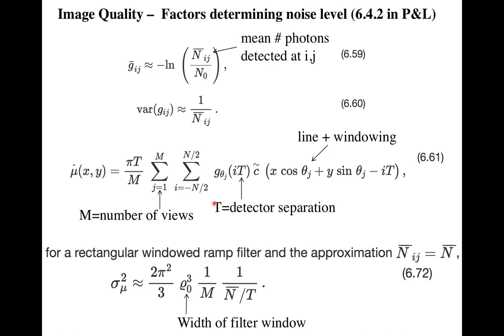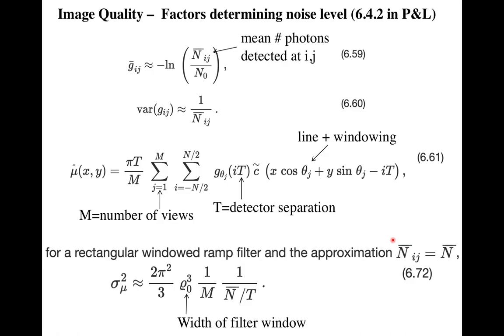And when we get to the bottom of this derivation, this is the equation. And it comes in a number of different forms depending on different assumptions. But let's just look at this one, where we'll make the assumption that the number of photons we detect, over all of the views, is roughly the same. Okay, so all my views and all my detectors, we'll just say they're roughly the same, about capital N bar.